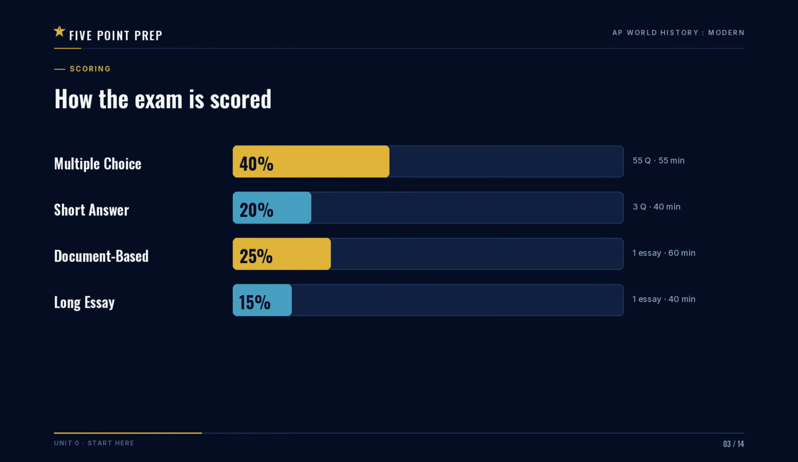The exam is 3 hours and 15 minutes, split into 4 parts, and this weighting tells you where the points live. Multiple choice is 40%. The 3 short answer questions are 20%. The document-based essay, the DBQ, is the single biggest piece at 25%. And the long essay, the LEQ, is 15%. Notice something crucial. The 2 essays together are 40%, exactly as much as all 55 multiple choice questions. Writing is not optional here.